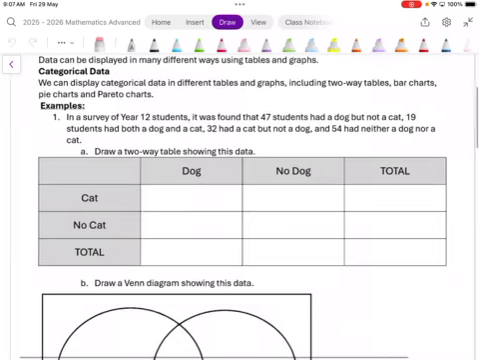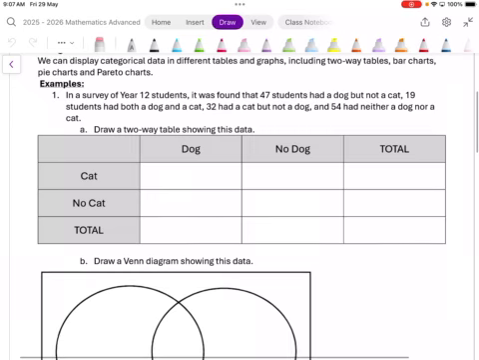So our first example we have in a survey of Year 12 students, it was found that 47 students had a dog but not a cat, 19 students had both a dog and a cat, 32 students had a cat but not a dog, and 54 had neither a dog nor a cat. We're going to draw this information into a two-way table.